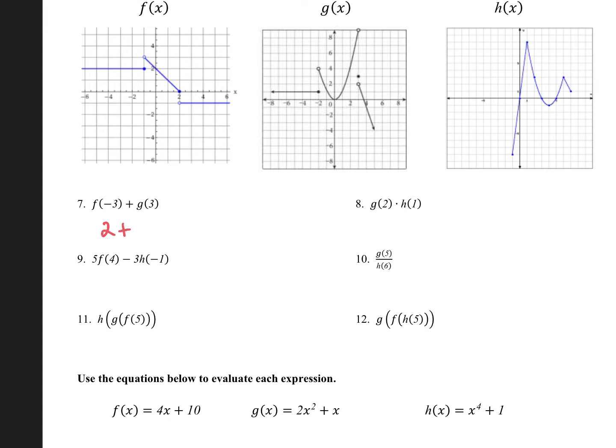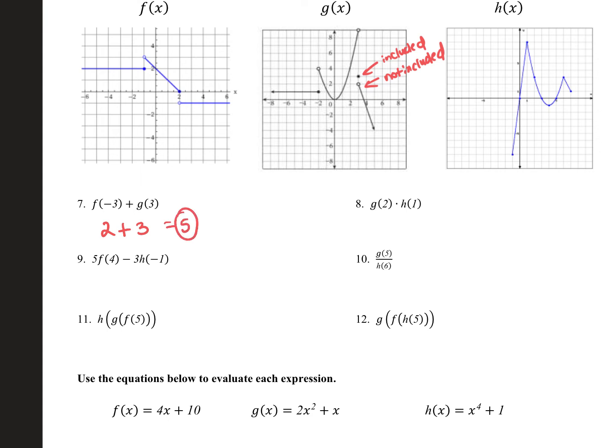G of 3. So go to function g, that's the middle graph. Go to the right 3, and if you notice, there's 2 points. One that's filled in and one that's not. Remember, the one that's filled in is included. The one that's open is not included. So when we evaluate, we're looking for the included value. So when I plug in 3 for x, the included value that it gives me for y is at 3. So 2 plus 3 is 5 if I complete the operations.